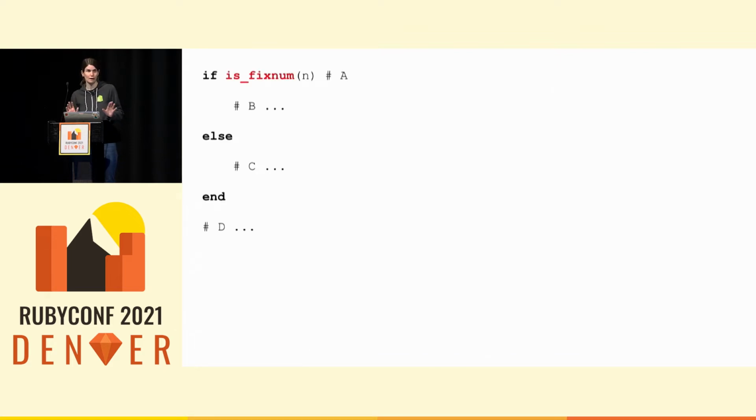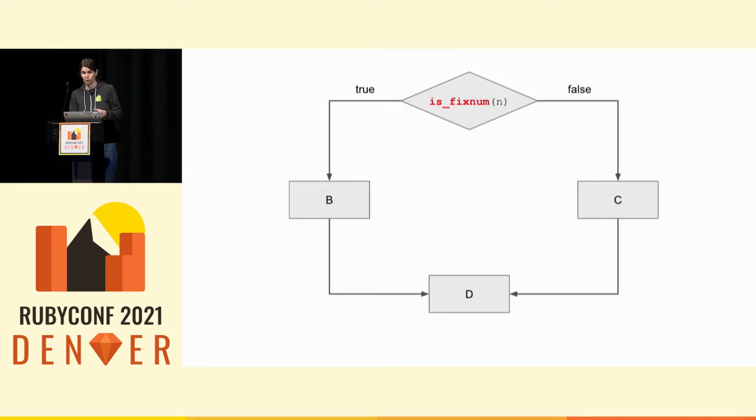So just to give you a little bit of an example to understand how the technique works, say we have a piece of code that checks if n is a fixnum, and if n is a fixnum, it executes block B, otherwise it executes block C, and then it merges into block D. In terms of a control flow graph, this is going to look something like this. If n is a fixnum, we take the true branch, we go to B. If n is not a fixnum, we take the false branch, we go to C. And then we merge inside of block D. So what we can see here is that if we take the true branch, then inside of block B, we know that n is a fixnum. So that's a fact that we know for sure.